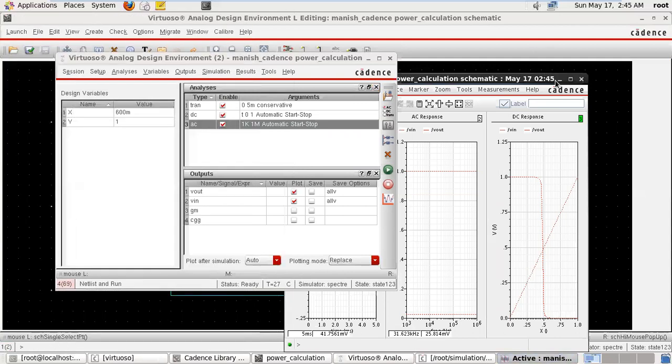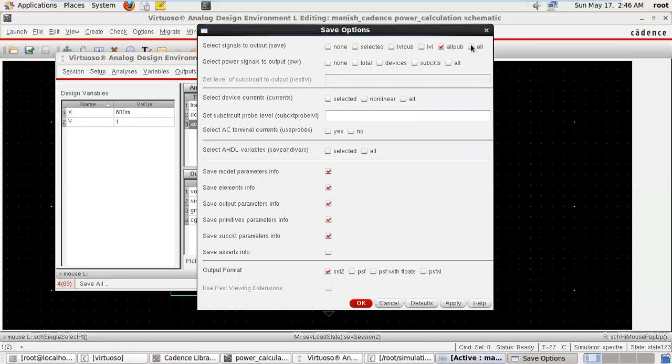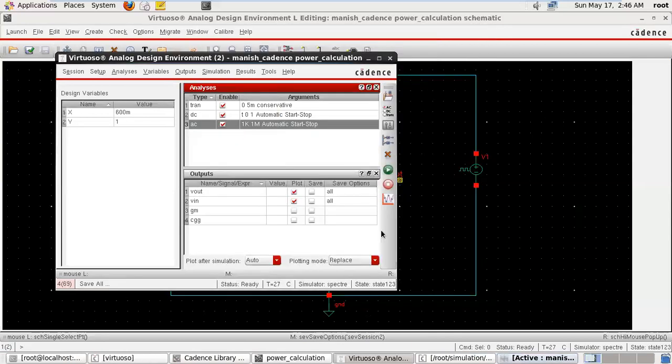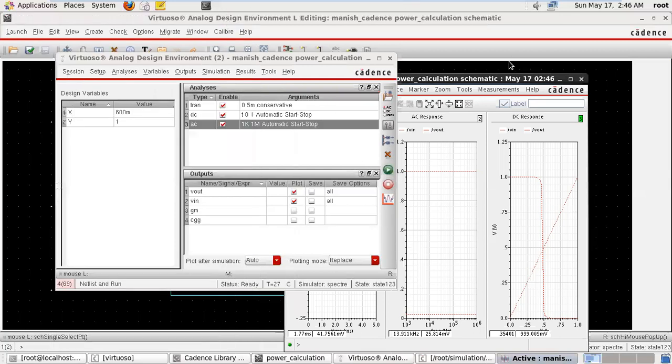So this is the result. For the power calculation, just go to Outputs, Save All. Click here: select signal to output, all; select power signal to output, all; select device current, all. Then apply. Now simulate once again, and just close it.